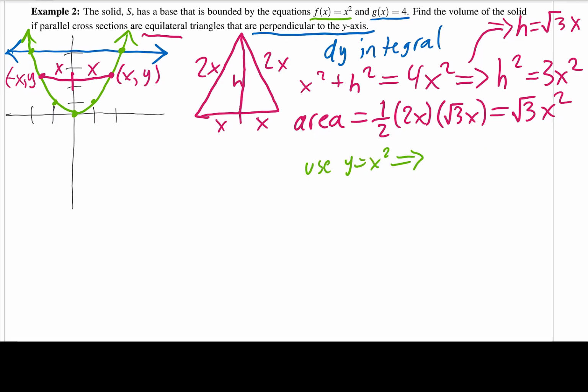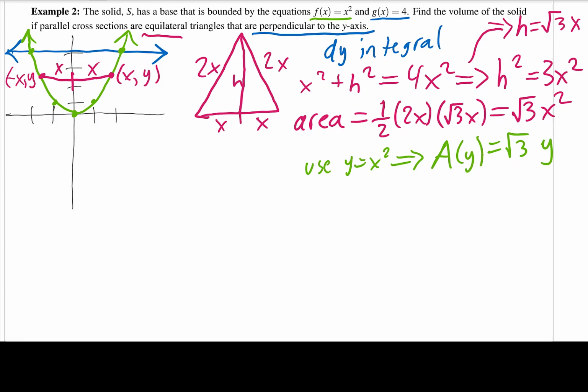And this is going to give us that A of x is equal to square root 3 times x squared, but we're using y is equal to x squared, so this is just square root 3 times y.